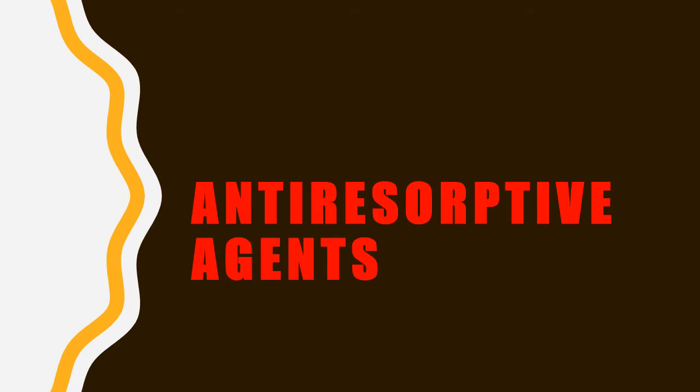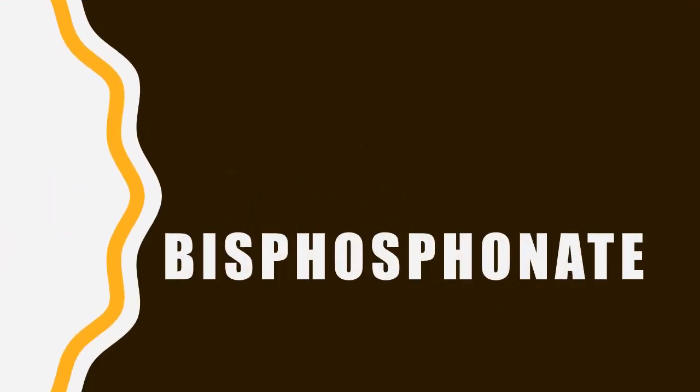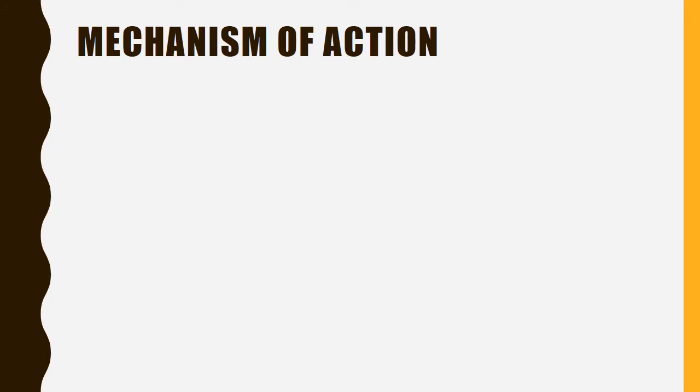So we start by anti-resorptive agents. We go through all of them. This simple figure explains how the anti-resorptive agent works. It prevents bone resorption, in short. We start with bisphosphonate. Mechanism of action of bisphosphonate.